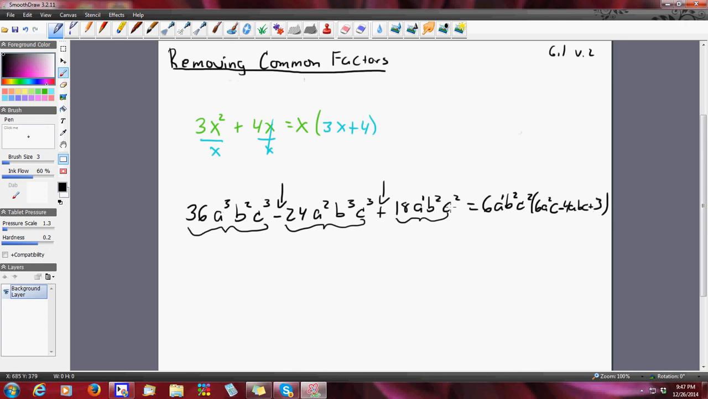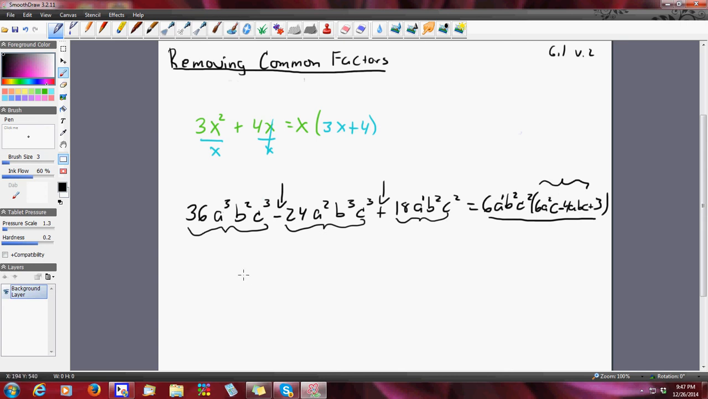Oh, this works out very nice. A divided by a is 1. B squared divided by b squared is 1. And c squared divided by c squared is 1. So that's my answer. It's 6ab squared c squared times the quantity 6a squared c minus 4abc plus 3. I started with 3 terms, and I end with this times 3 terms.